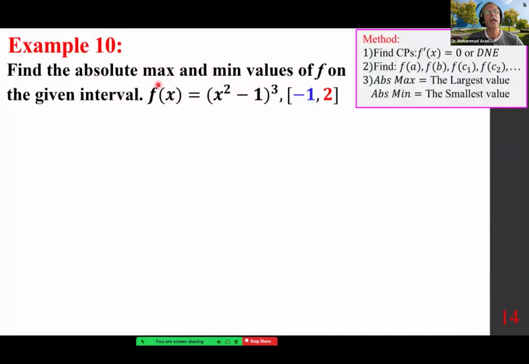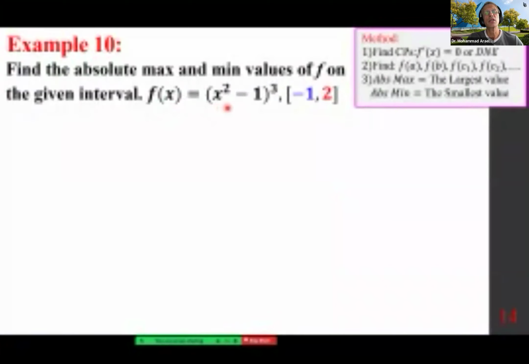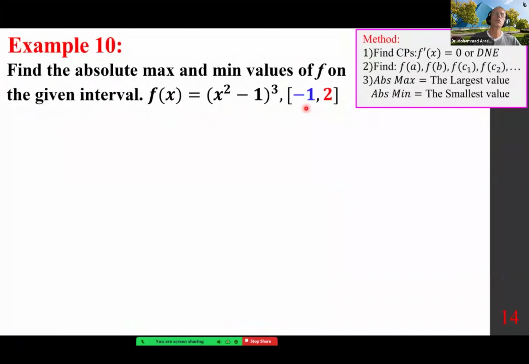Example 10: find the absolute max and minimum values of f on the given interval, where f of x is x squared minus 1 quantity cubed on the closed interval of minus 1 to 2. So we use the closed interval theorem, which means we have to know what type of function it is and whether it's continuous or not. This is a polynomial of degree 2 times 3 or 6.